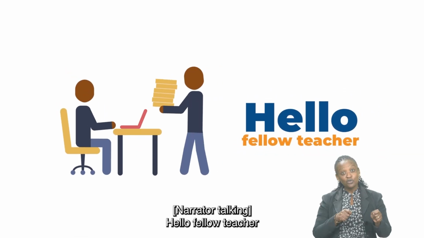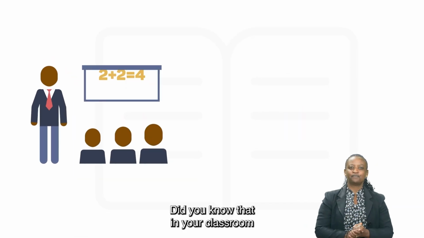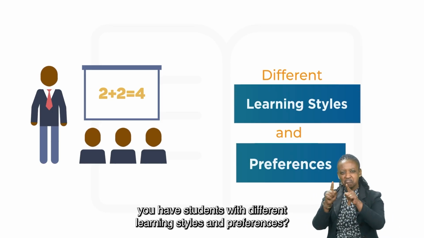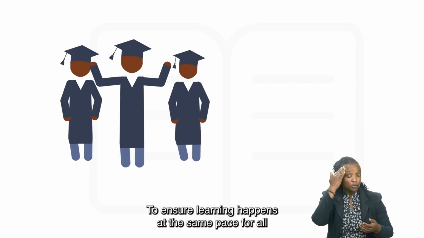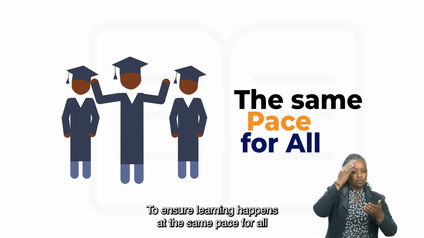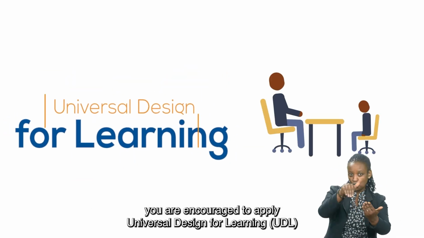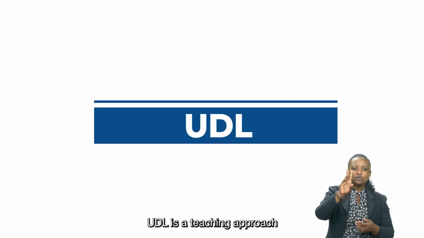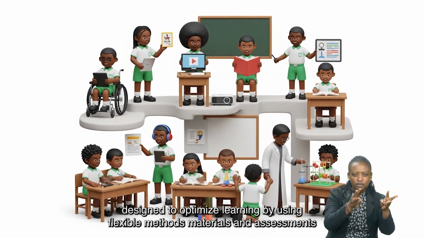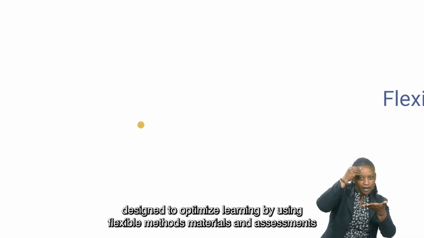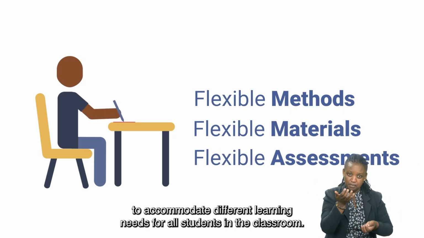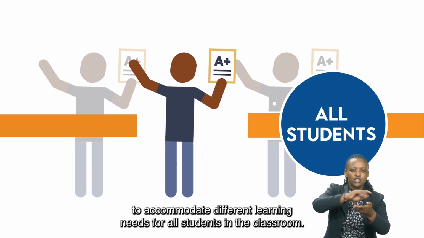Hello, fellow teacher. Did you know that in your classroom, you have students with different learning styles and preferences? To ensure learning happens at the same pace for all, you are encouraged to apply Universal Design for Learning, UDL. UDL is a teaching approach designed to optimize learning by using flexible methods, materials, and assessments to accommodate different learning needs for all students in the classroom.